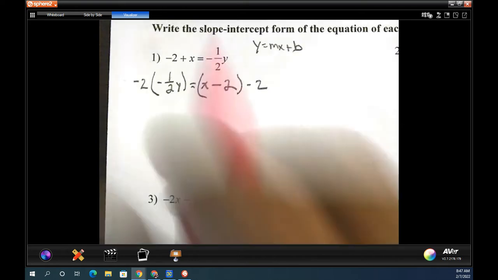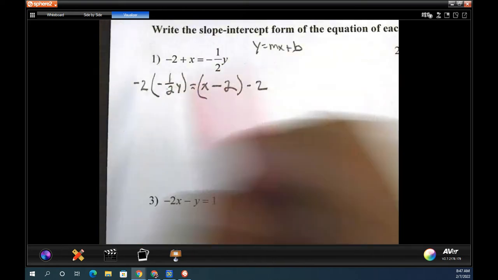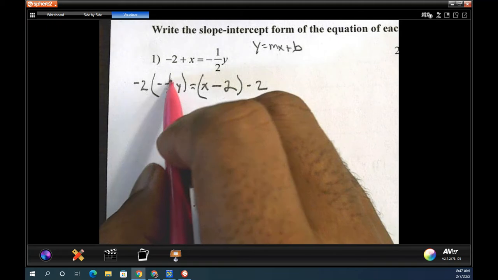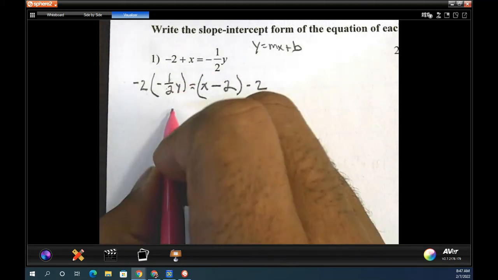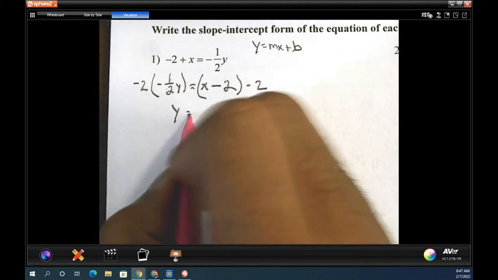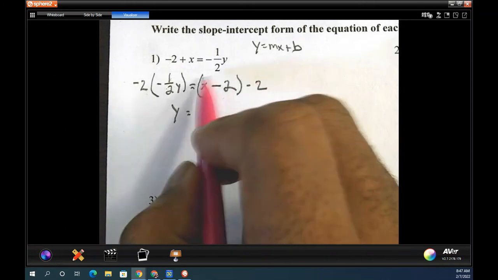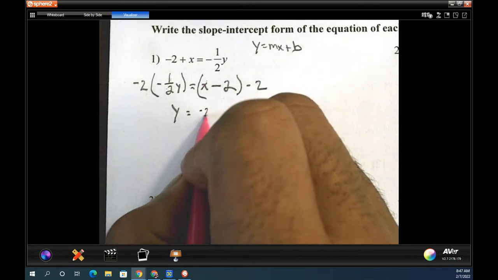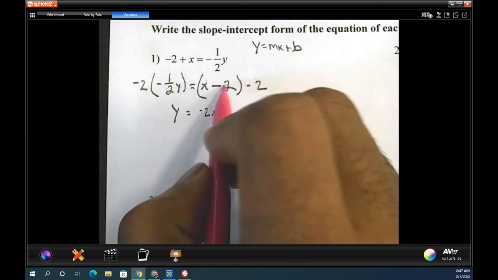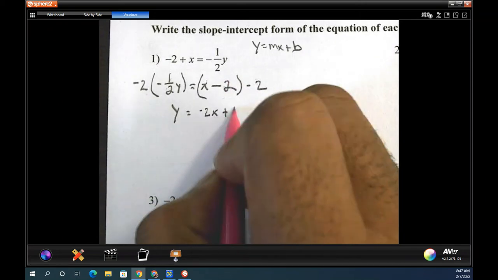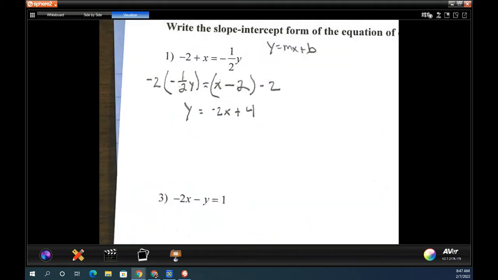Now, here's the deal. Negative times a negative is a positive. So that's just 1. So we can just write that as y. -2 times x is -2x. -2 times -2 is +4. Are we in slope-intercept form? Yeah, that's your answer right there.